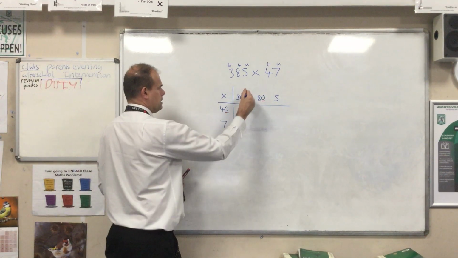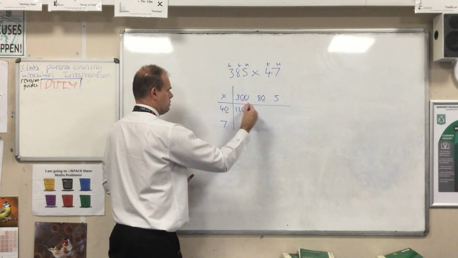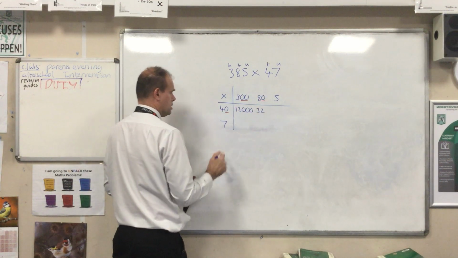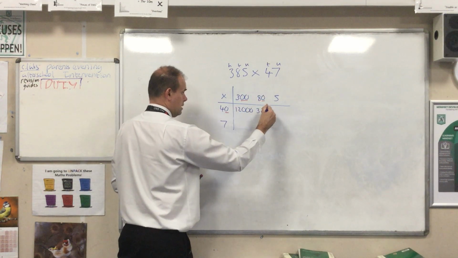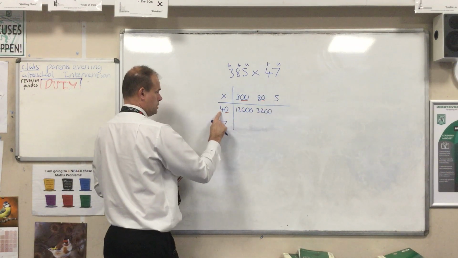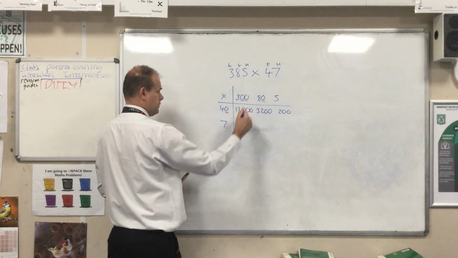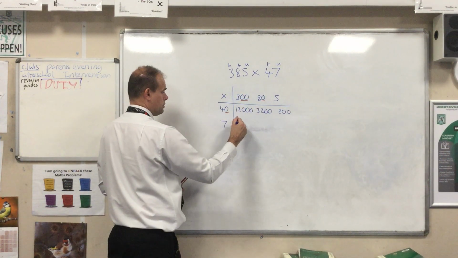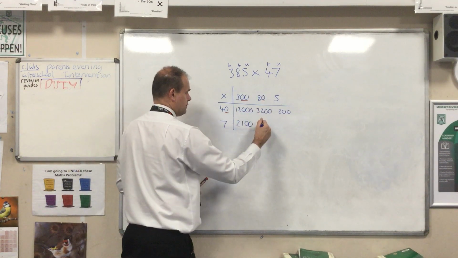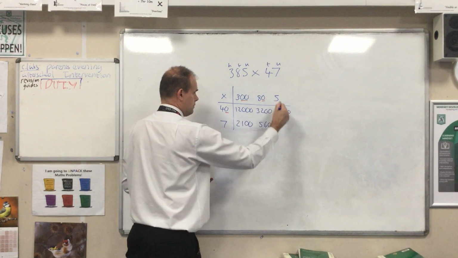So if you do 40 times 30, 4 threes is 12, add on 1, 2, 3 noughts, 12,000. 40 times 8, well 8 fours, again you've got to know your tables, 32. Add on the 2 noughts there, 3,200. 5 times 40, well 5 times 4 is 20. Add on the 1 naught, so 200. 7 times 30, 7 threes is 21. Add on the 2 noughts there, you've got that. 7 eights is 56. Add on the 1 naught, that. And then 7 times 5 is 35.